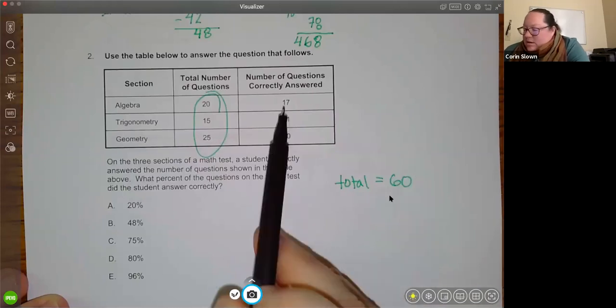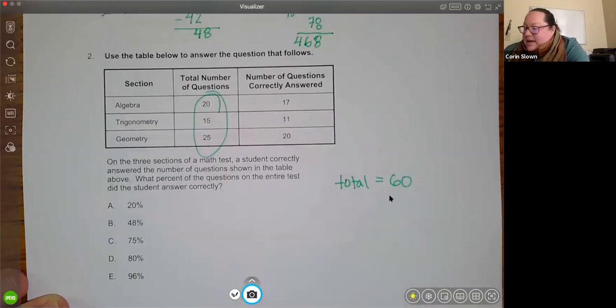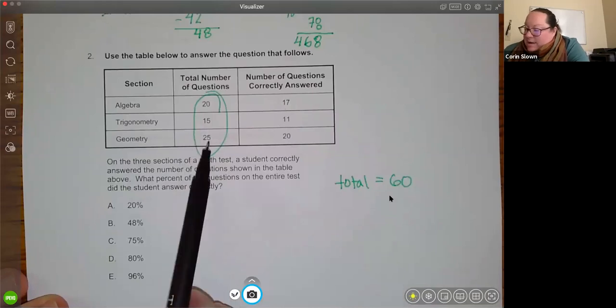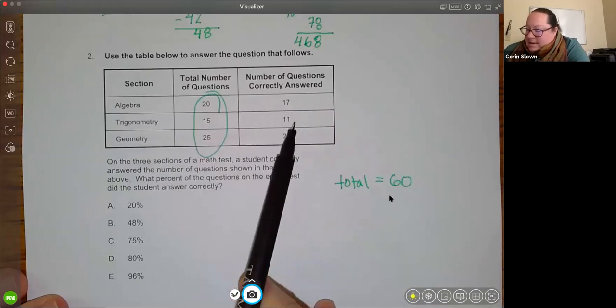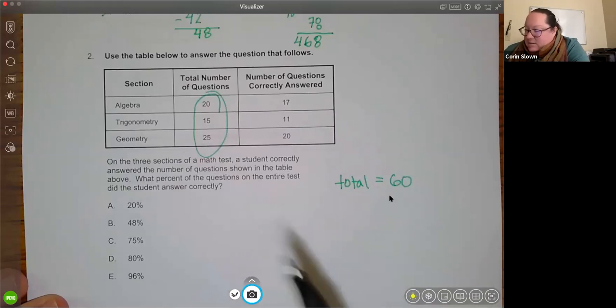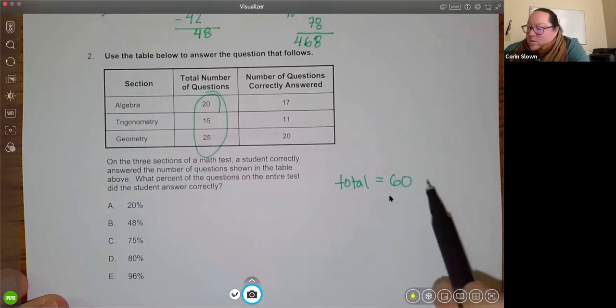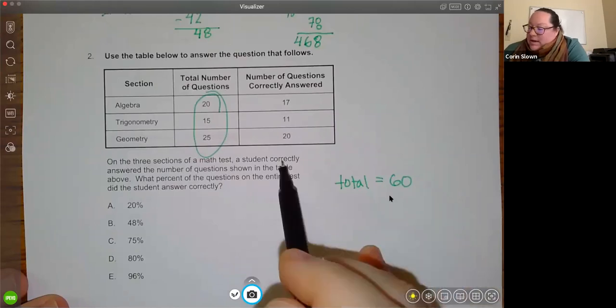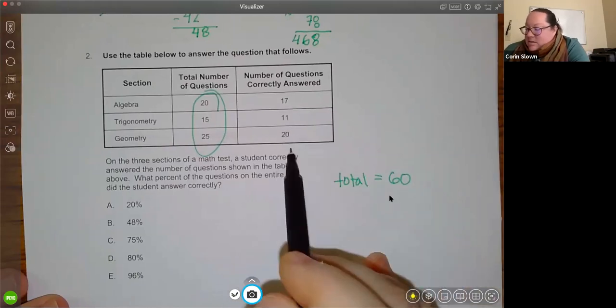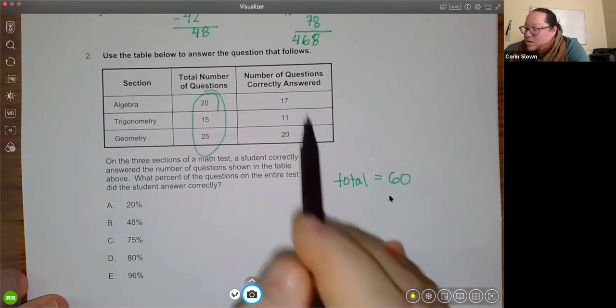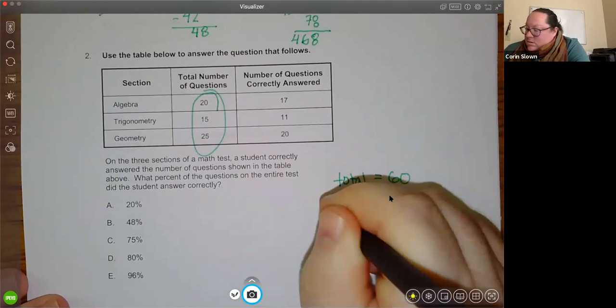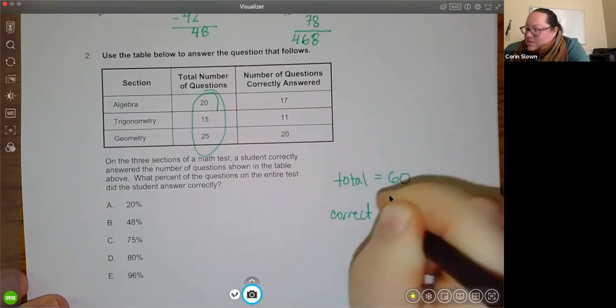And if I'm looking, there are a couple of ways I can do this. I can figure out how many fewer I've answered and subtract that from 60. So that's 3, that's 4, and then 5. So I could subtract that, and that would get me to my total, or I could add these up. So I could add 1 and 7 to get 8, and 1 plus 1 plus 2 gives me 4. So correct is equal to 48.